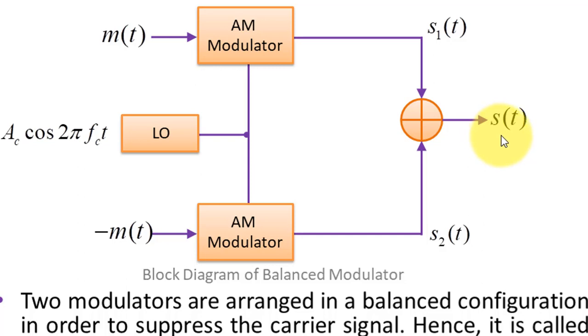Here one thing should be noted: we are saying that the summation of these two signals, but the point is, polarity wise, this lower AM modulator signal is negative. So we are effectively going to get S1(t) minus S2(t), which will be equal to your S(t), which is nothing but your DSB-SC signal. When we discuss the mathematical equation, we will clear up what I'm trying to say.